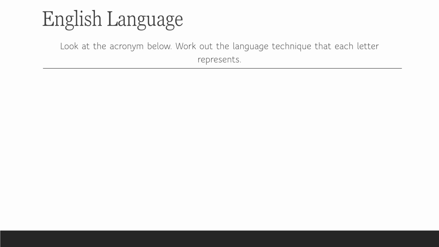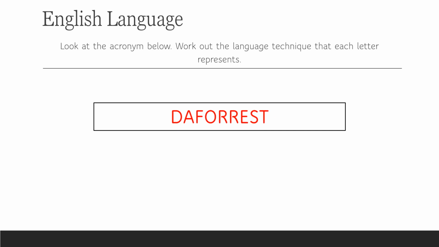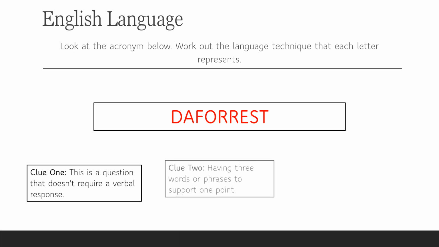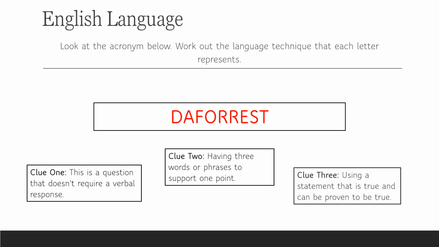Look at the acronym below. Work out the language technique that each of the letters represent. So this is a key acronym that you need to know for English, so it's DeForest. So if you're not too sure what we mean by these, try and use the clues below to try and figure out what these might be referring to.